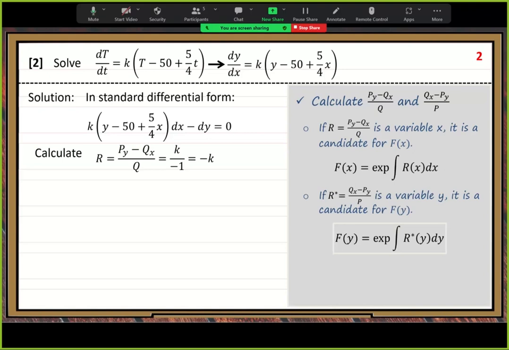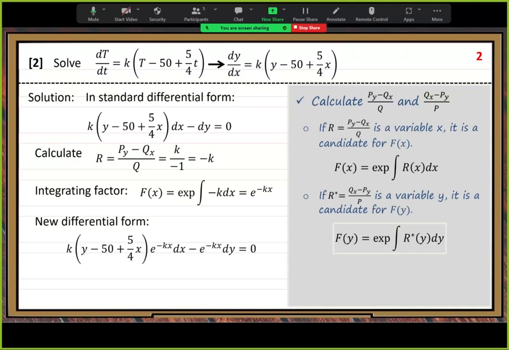So our function is very simple. We do not need to go to the next one because it's already the simplest case. Why do we need to look further? Although you can try, here to save time, I just use r to calculate the f function. Integrating factor f equals e to the negative kx. So we have the integrating factor. Then let's multiply the integrating factor to get this new differential form.